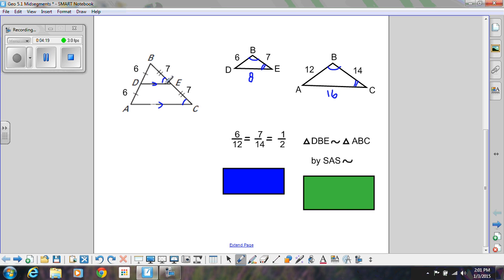So I know that whatever this side happens to be, and again, I just made that up, there's nothing that says that that's 8. But whatever that side is, it has to be half of whatever this side is. Or this bigger side has to be double of what this side is. All because these are midpoints, and this is always going to be half, no matter what triangle it is. So that's our midsegment theorem.